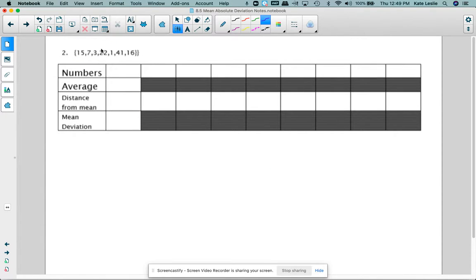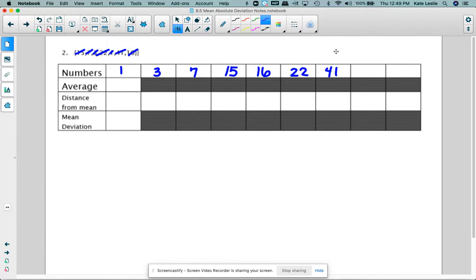Okay, for this one, we're going to start by putting these numbers in order from least to greatest. So I see I have 1, 3, I'm going to cross it off, 1, 3, 7, 15, 16, and 22, and 41. All right, now that they're in order from least to greatest, let's go ahead and find the mean.